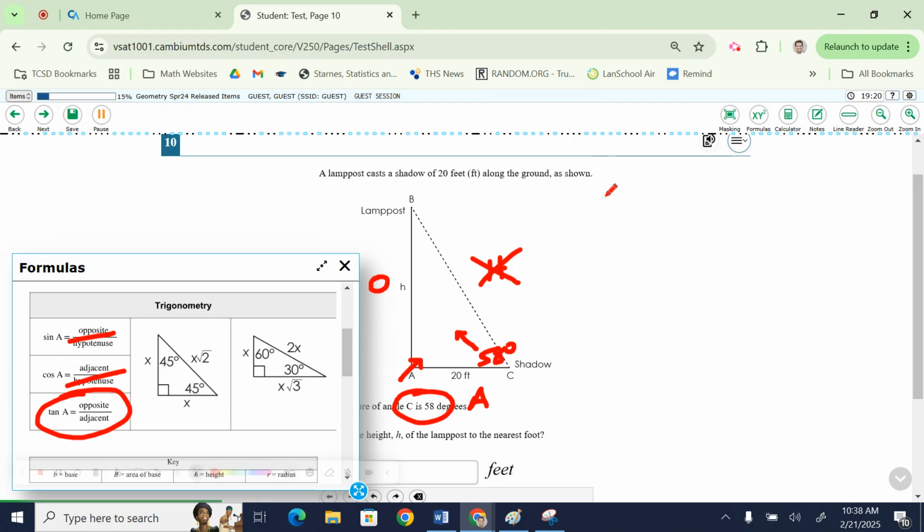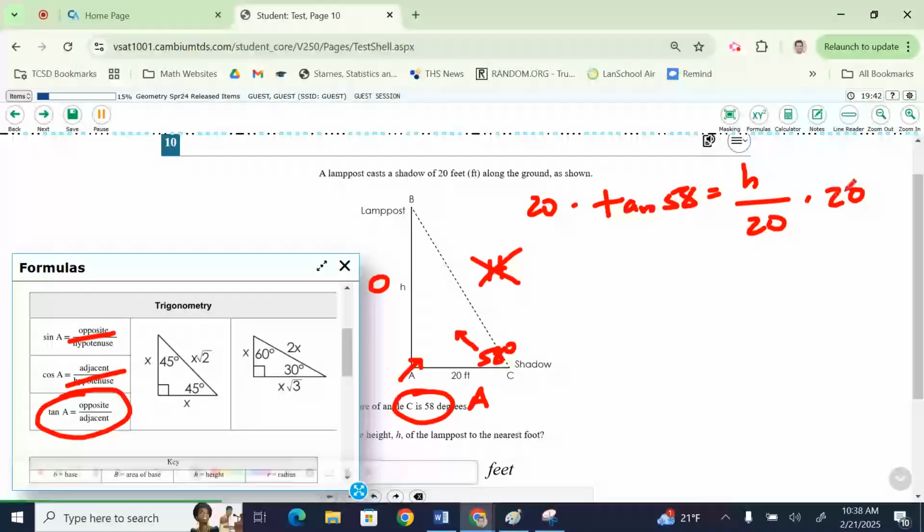So we set up our equation. Tangent of your angle, 58 degrees, equals the opposite side h over the adjacent side 20. And now when you set up this equation, the first thing you do is you multiply by the denominator. The denominator is 20. We're going to multiply both sides by 20. What this does is the 20s cancel, h is now by itself. And in your calculator, in degree mode, you need to type out 20 tangent of 58, and we're going to round that to the nearest foot.